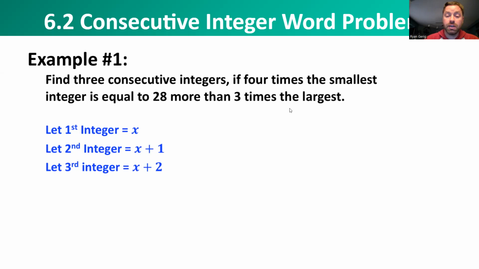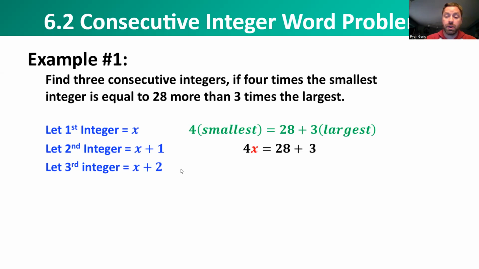Now let's move on to the second part. 4 times the smallest integer, so 4 times the smallest is equal to, so equals 28 more than, so plus 3 times the largest. And now it's just a matter of plugging in the right variable in the right spot. The smallest integer is going to be the x, so I get 4 times x equals 28 plus 3. But the largest integer is the last one, so x plus 2. And there we have an equation.